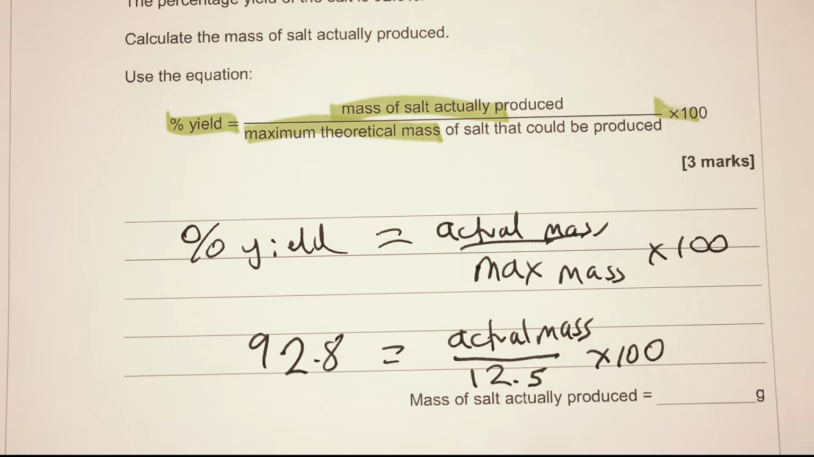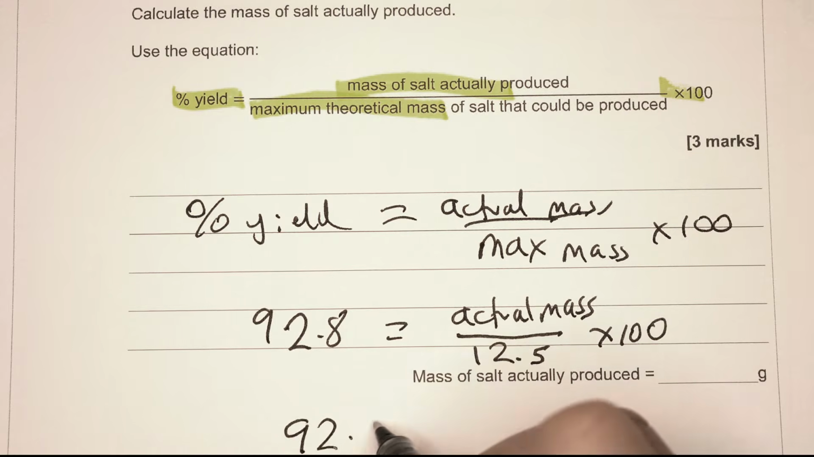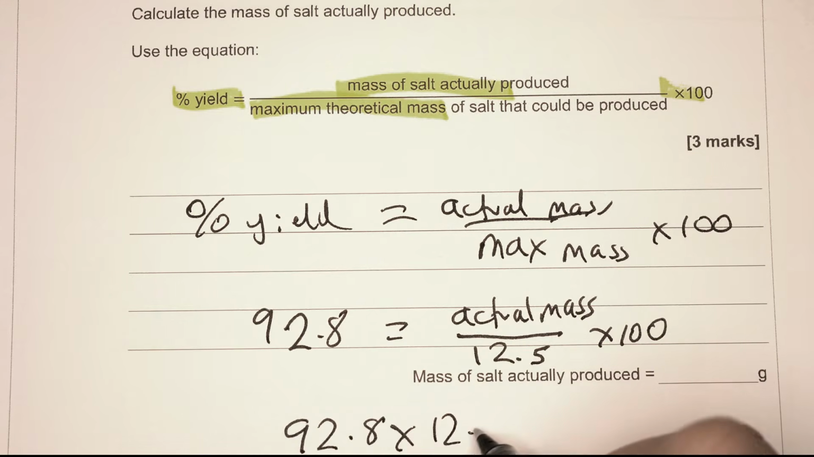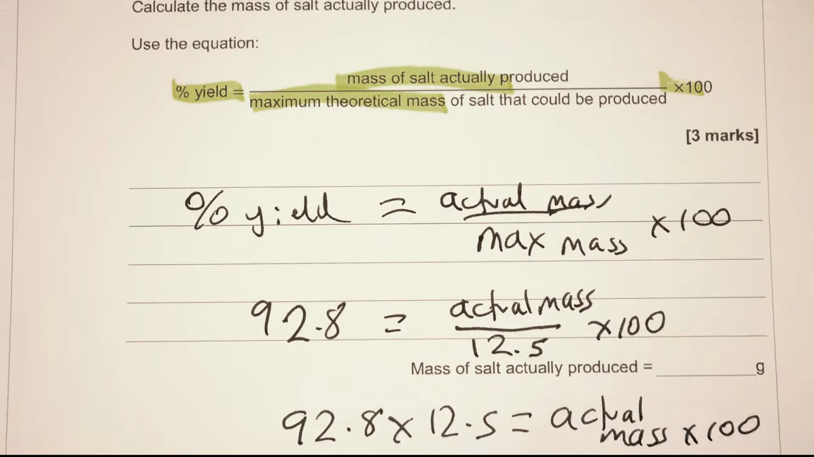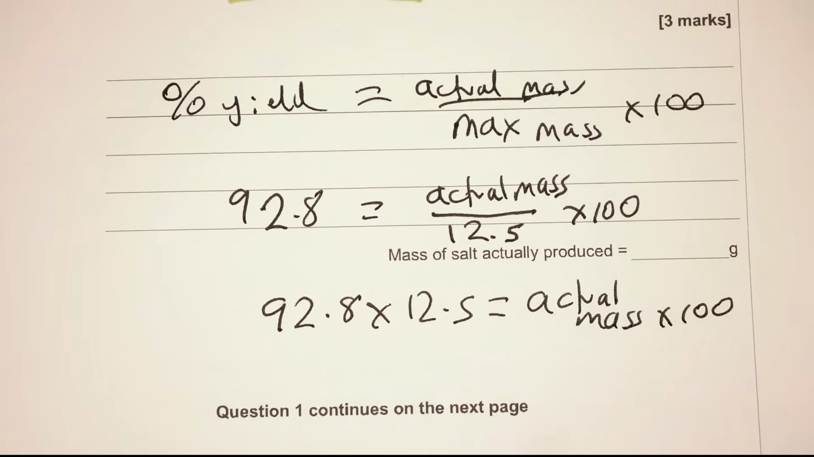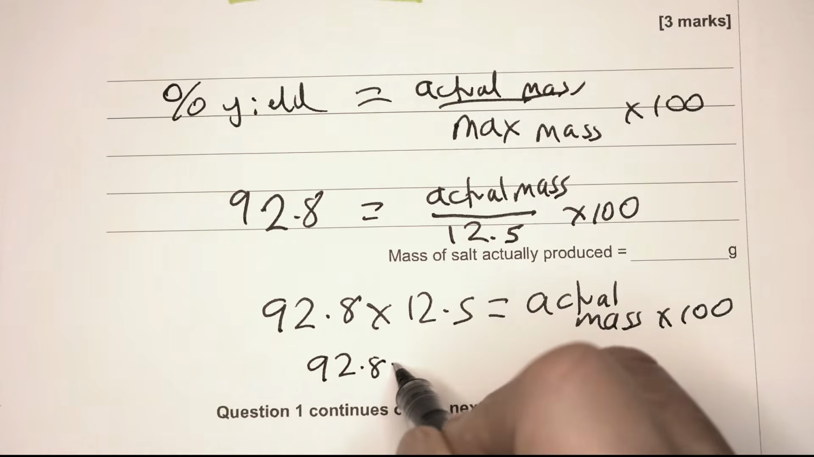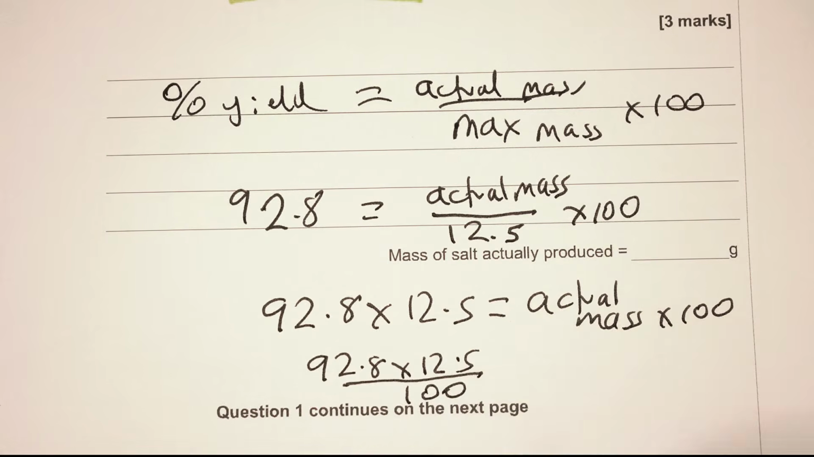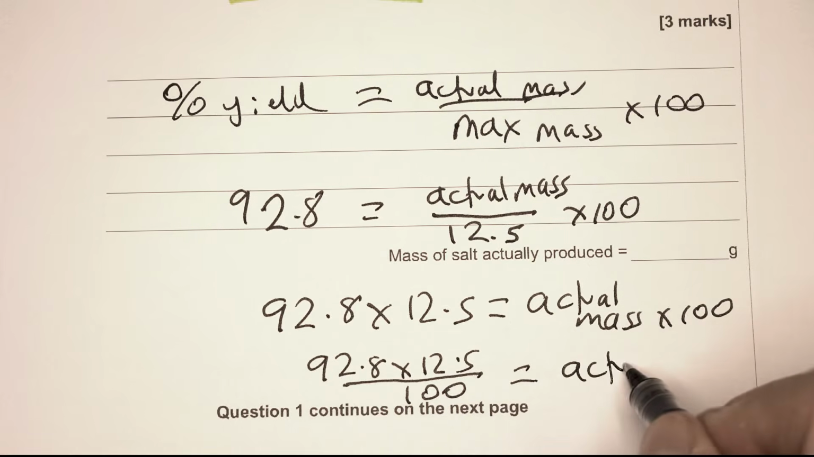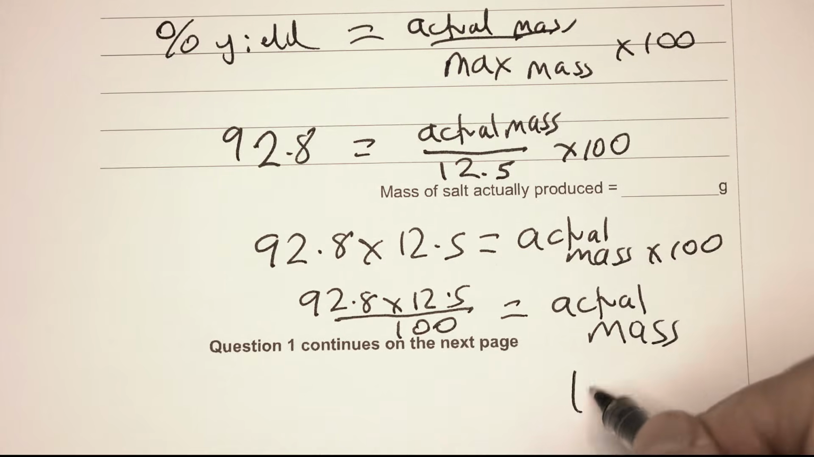So if we start getting rid of some of these terms in the equation, we're going to have 92.8 times 12.5 is actual mass times 100. And then we need to get rid of this 100 on this side, so we do 92.8 times 12.5 over 100, so we divide by 100 on that side to give us our actual mass. And when we work all of that out, it comes to 11.6 grams.